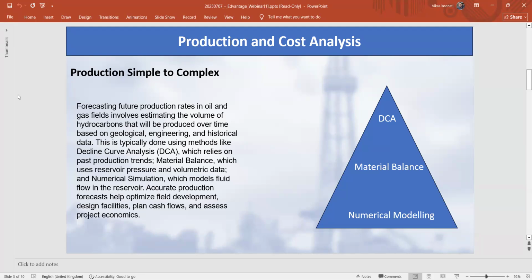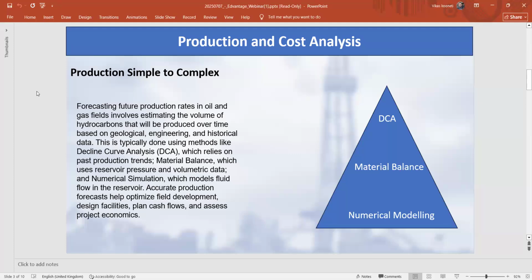I mean, each well is different and each production is different, but if you have to forecast, how do you forecast, right? Production analysis or production forecasting is complicated, but at the same time a simple manner, right? So forecasting future production rates in an oil and gas field involves estimating the volume of hydrocarbon that will be produced over time based on geological, engineering and historical data.